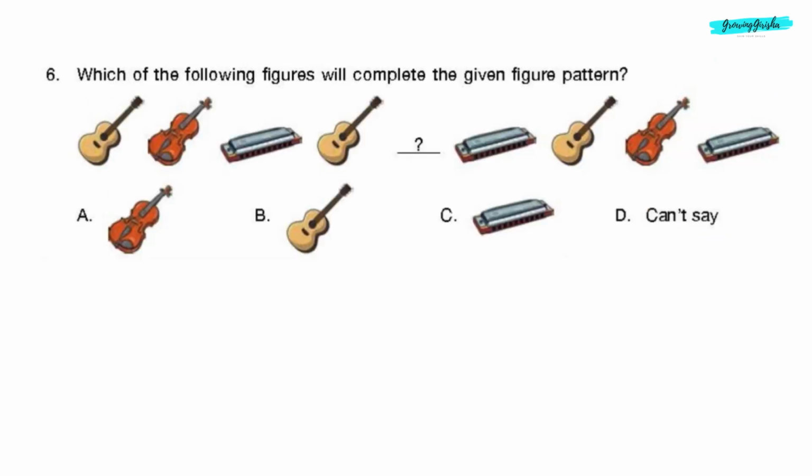Question 6. Which of the following figures will complete the given figure pattern? In the figure pattern, first there is a guitar, then a violin, and then a mouth organ. Then again guitar, dash, and mouth organ. In between guitar and mouth organ, there was a violin. So here violin should come. Correct answer will be option A.